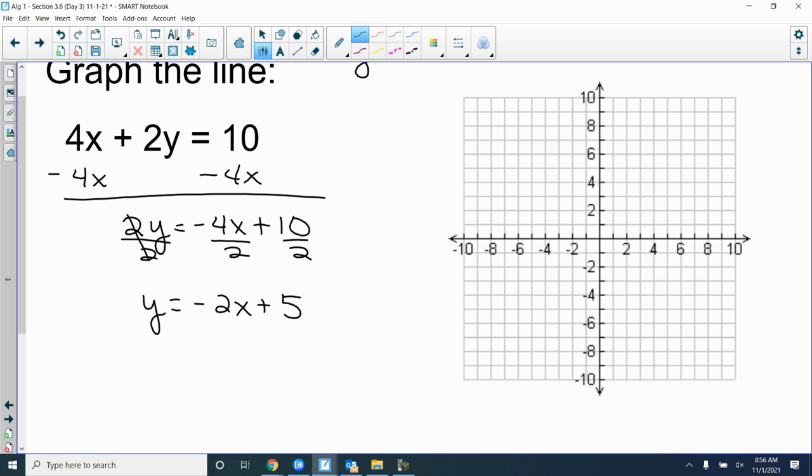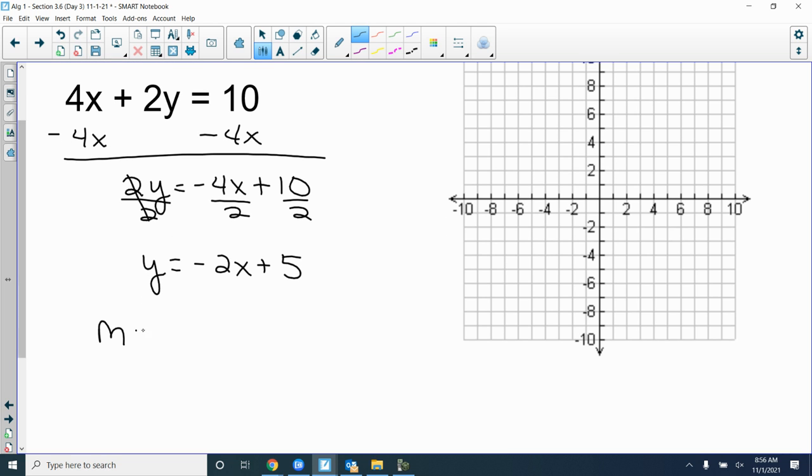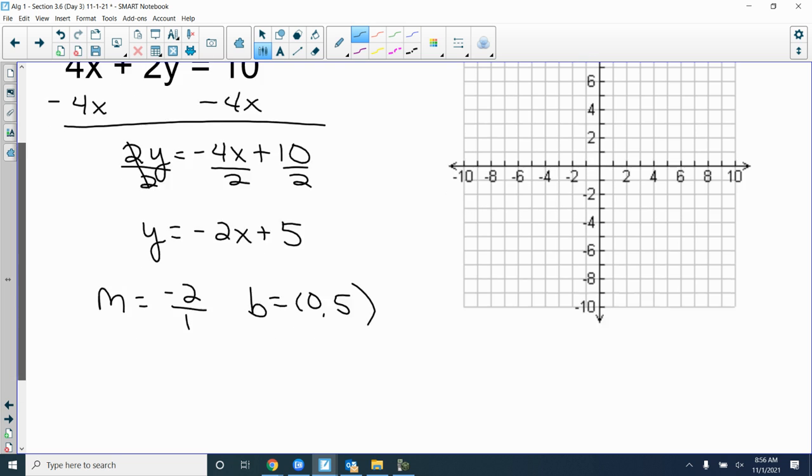All right. What's the slope? Damien, what's my slope? What's my y-intercept? And sometimes I'll write negative 2 over 1 just so I remember that there is a run. And my y-intercept, which is my b value, is 5.